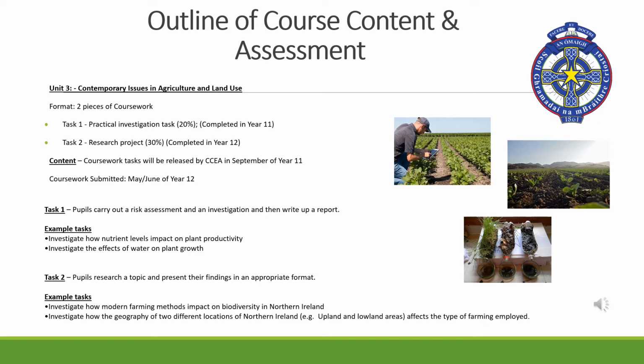So Task 2, we have investigate how modern farming methods impact on biodiversity in NI. Secondly, we've got investigate how the geography of 2 different locations of Northern Ireland affects the type of farming employed, so that's the difference between upland and lowland areas. The current year 12s are investigating the use of breeding technologies in different farms across NI.